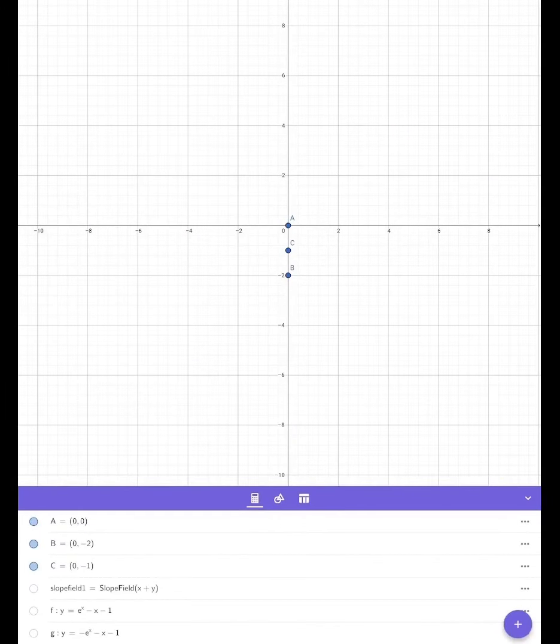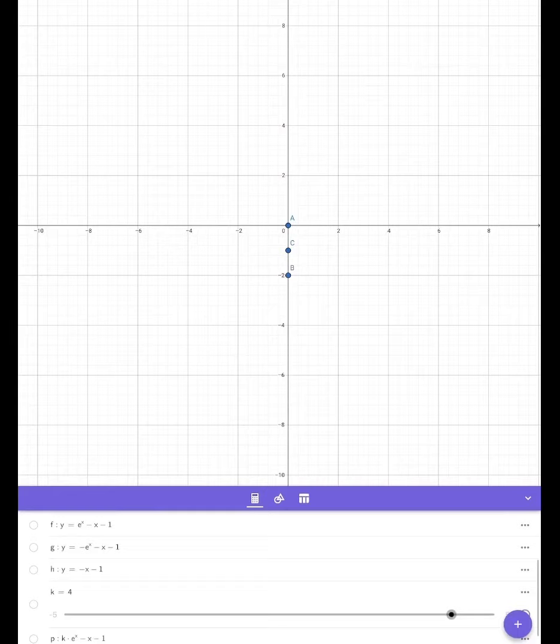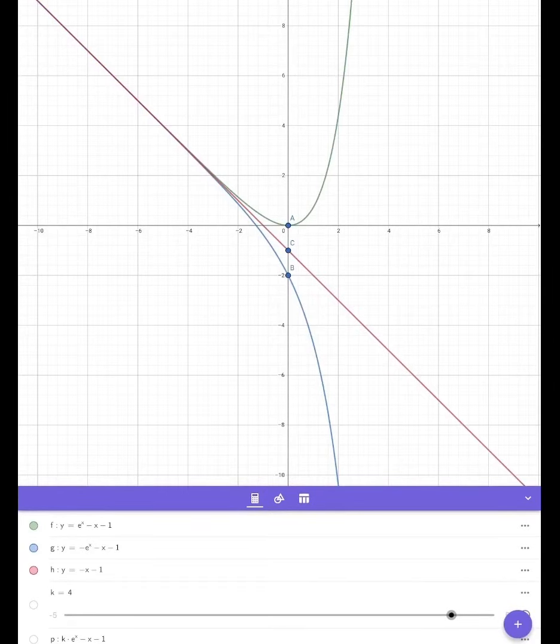Okay, I'm here in GeoGebra. I've prepared these things earlier because it takes a bit of time to do. So I've got 3 points plotted, A, B, and C, which are in order, the 3 points that we looked at: 0, 0, 0, negative 2, and 0, negative 1. And I can plot the 3 functions that we found. You can see their equations on the screen there. Those are the 3 equations that we found, and they do indeed go through the points indicated.